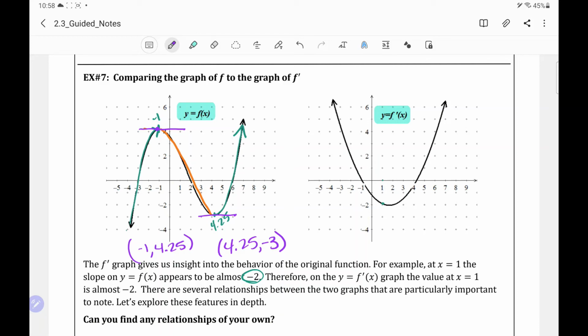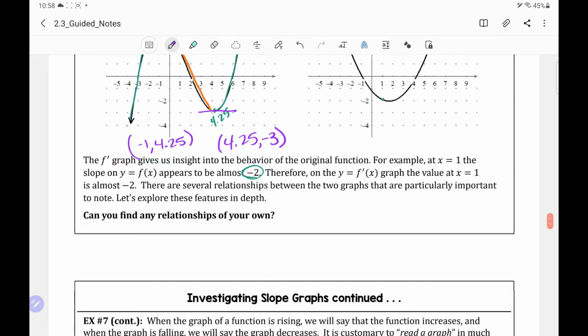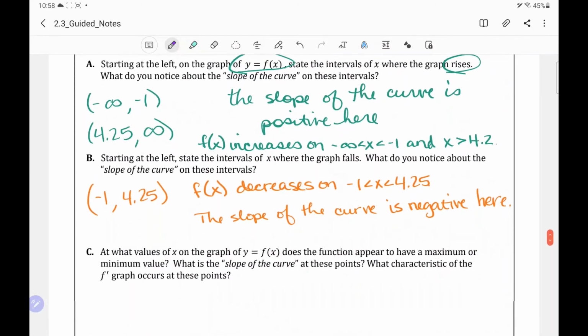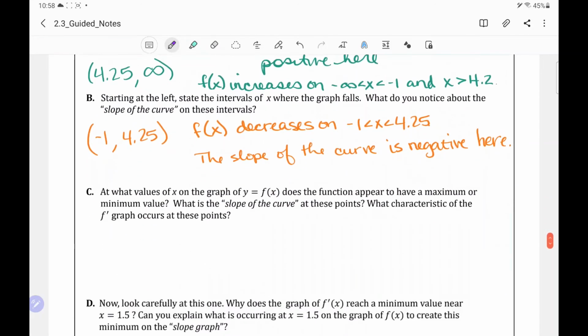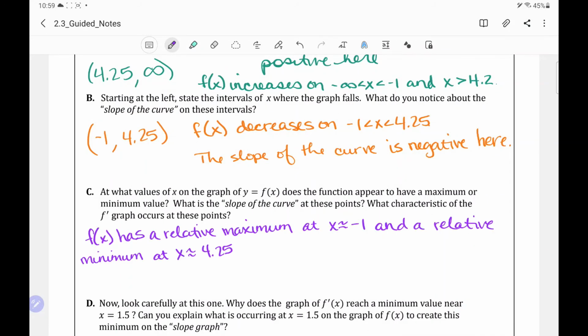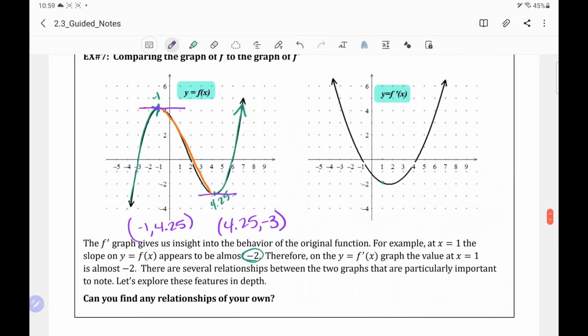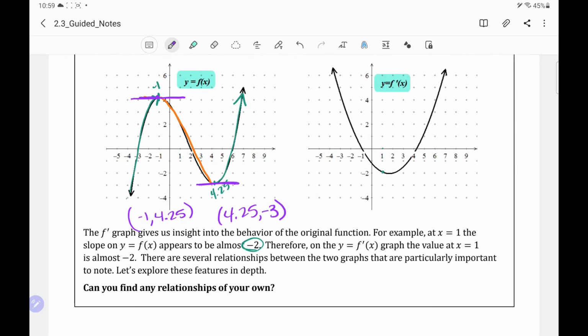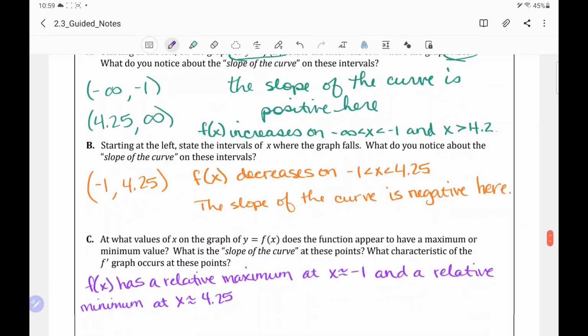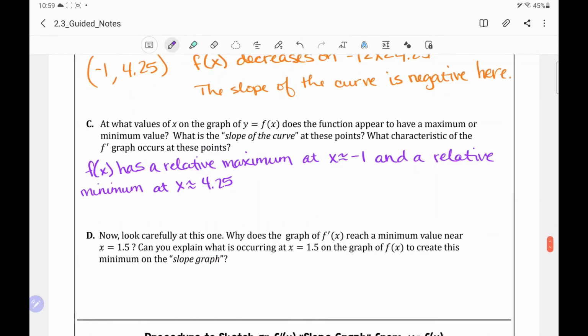So let's go back and look at these on the other page. So what do we see? These are maximums and minimums. I'm going to write that down now. Okay, here we go. f of x has a relative maximum at x equals -1 approximately, and a relative minimum at approximately x equals 4.25. What happens to the slope of the curve here? Nothing really, right? It's 0. The slope of the curve is 0 at these points.